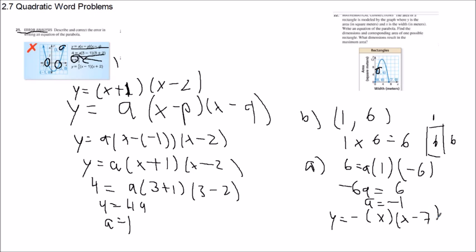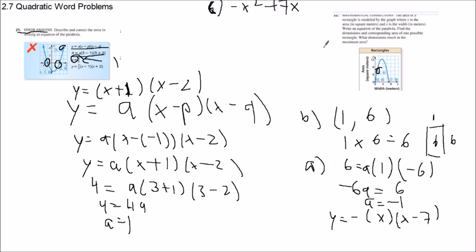Of course we can make it simpler, but I'm not going to. Now C, I'm going to make it simpler now. So x times x minus 7 is x squared minus 7x. And then you make it negative. So x squared minus 7x, you make it negative. You will get negative x squared plus 7x.